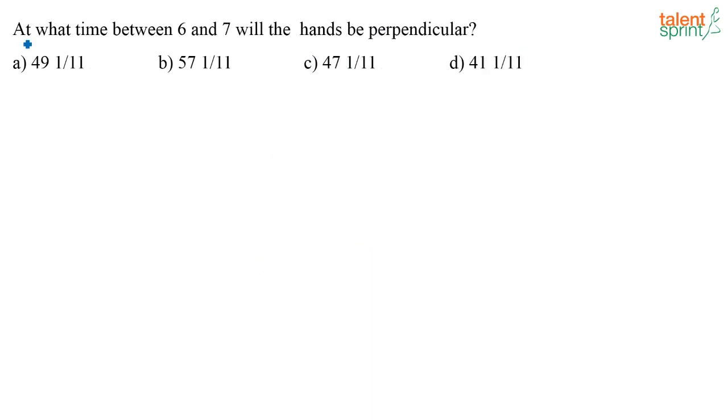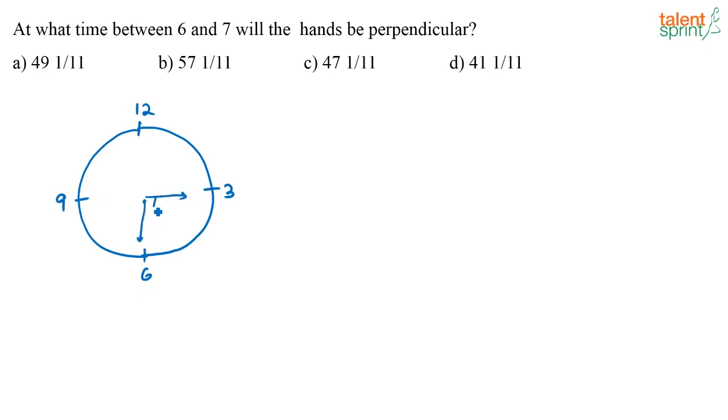Next one. At what time between 6 and 7 will the hands of the clock be perpendicular? So how do we solve this question? See, between 6 o'clock and 7 o'clock, there will be 2 times when the hands of the clock will be perpendicular to each other. If I take this as 12, 6, 3 and 9, somewhere around 6:15, right? Somewhere around 6:15, the angle between the hands of the clock will be 90 degree.